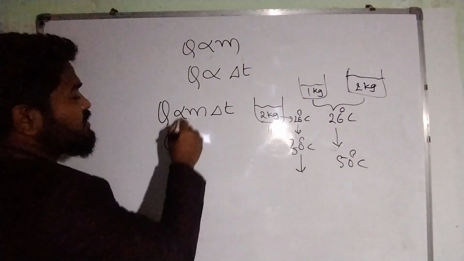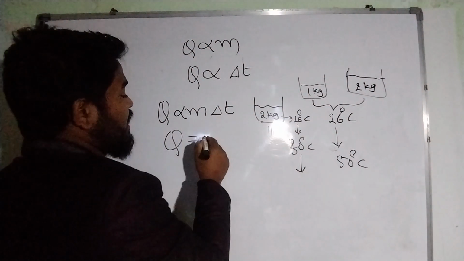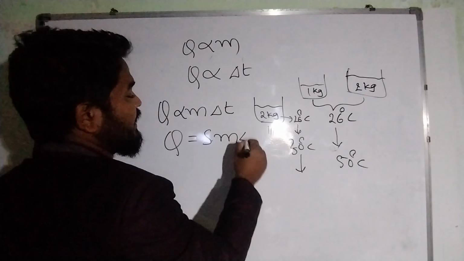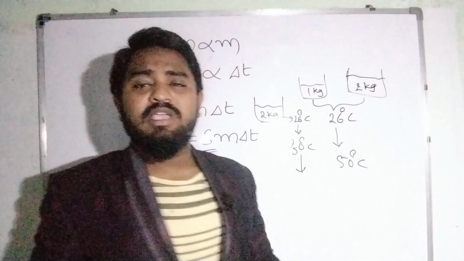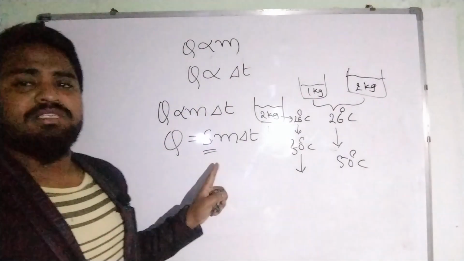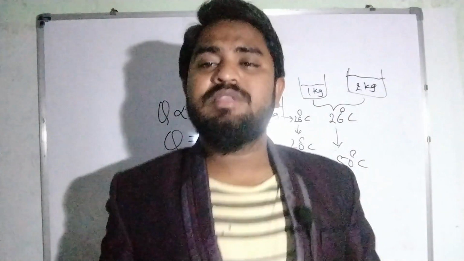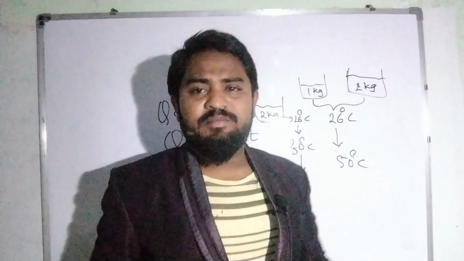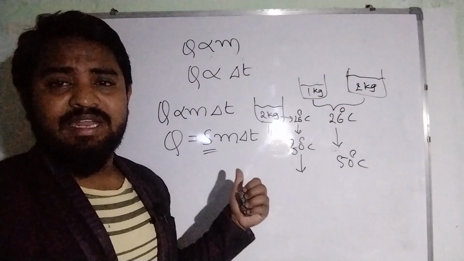If you want to remove this proportionality, you have to write equals to, and we have to multiply with some proportionality constant and M delta T. Here this S is called specific heat of the substance, M is called mass of the substance, and delta T is change in temperature. Q is equals to S M delta T, right?